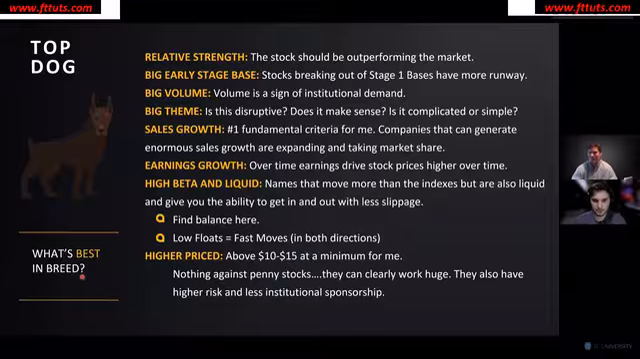It's right there. It's the Peter Lynch, buy what you know, something easily understood. So from a straight up fundamental standpoint, definitely looking at earnings and sales growth.